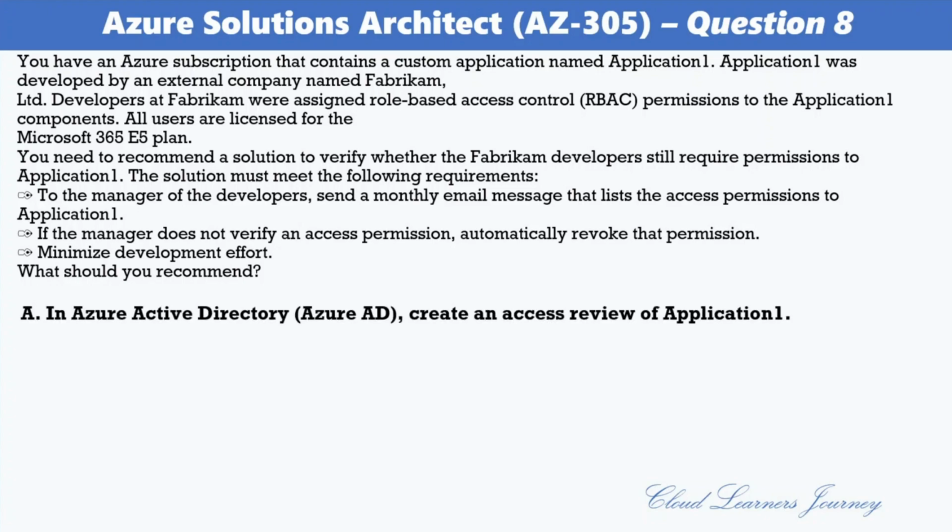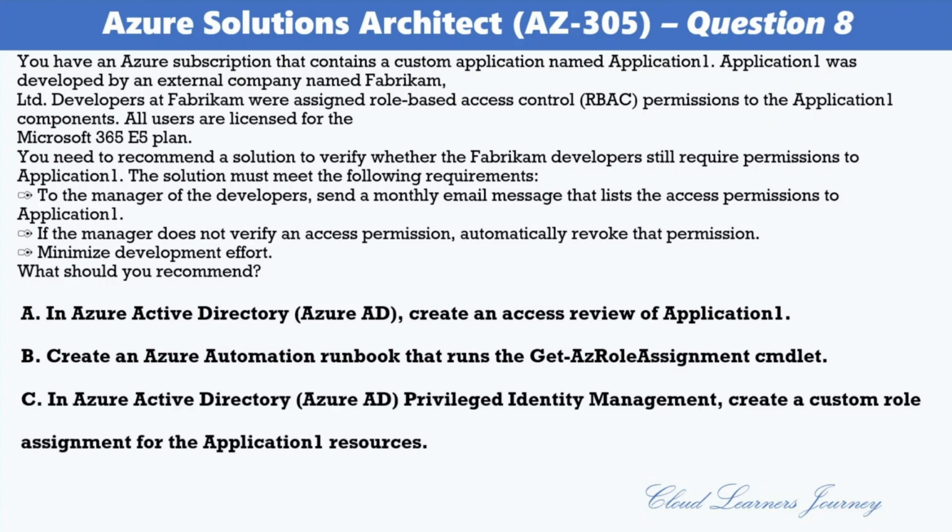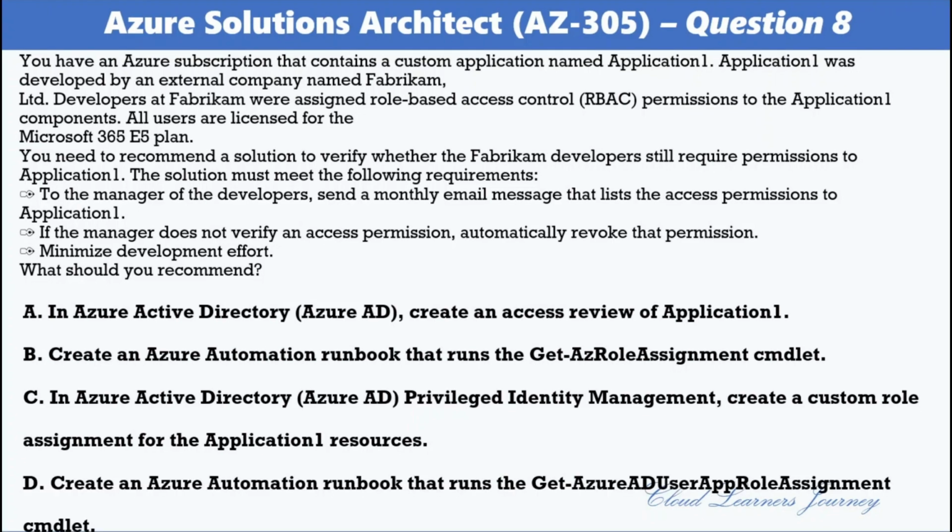In Azure Active Directory, create an access review of Application 1. B. Create an Azure Automation runbook that runs the Get-AzRoleAssignment cmdlet. C. In Azure Active Directory Privileged Identity Management, create a custom role assignment for the Application 1 resources. D. Create an Azure Automation runbook that runs the Get-AzureADUserAppRoleAssignment cmdlet. And the correct option is A. In Azure Active Directory, create an access review of Application 1.